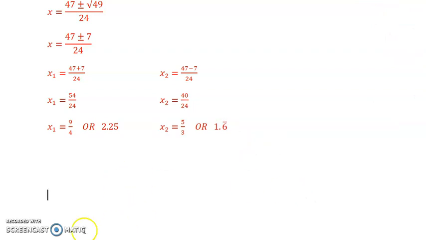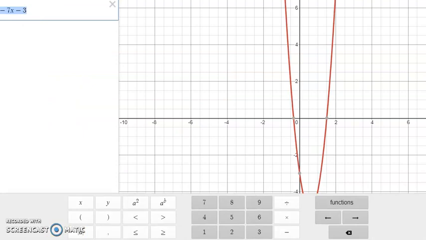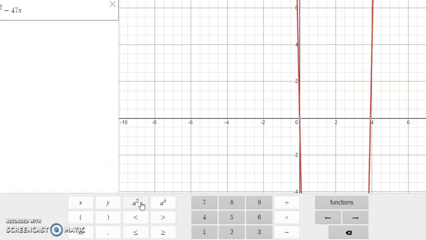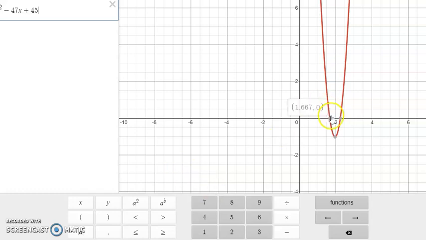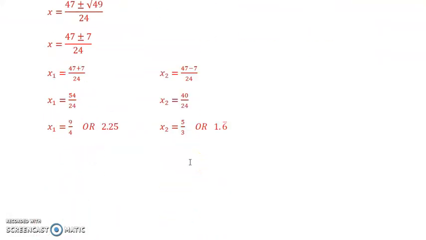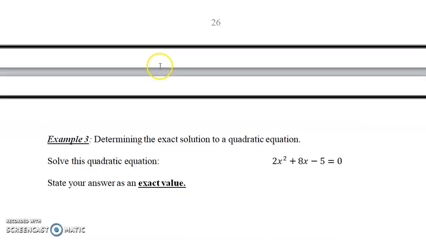Okay. Again, we can double check this if you wish. Let's go to our Desmos. We'll plug the original equation in, and that was 12x squared minus 47x plus 45, and decimal 1.667. It rounded it, and 2.25. Okay. So you can just do a double check to see if those are your two roots. I recommend that as a check, right? And that's essentially it for using the quadratic formula.